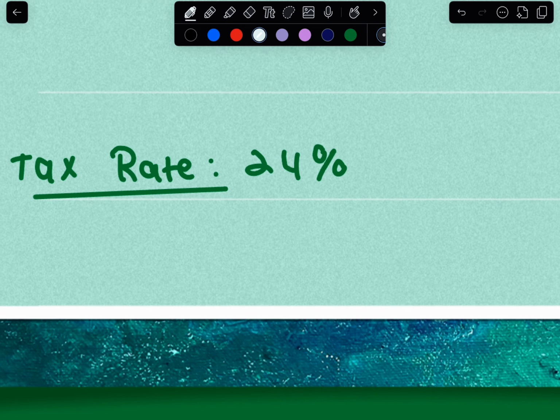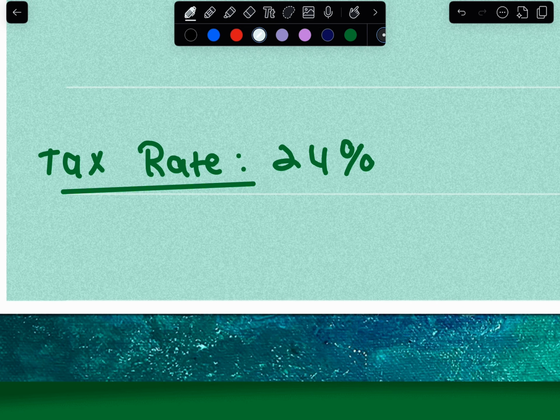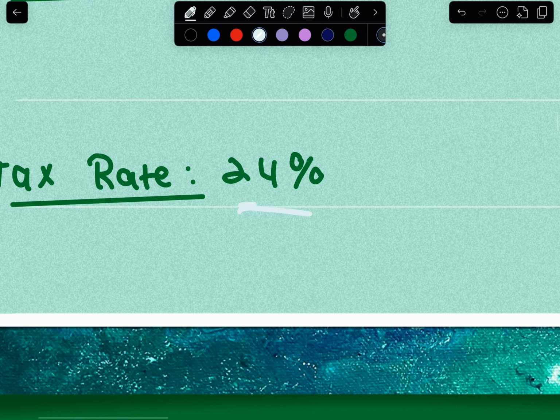Now moving on to, last but not least, tax rate. Tax rate is the percentage of a company's profits that must be paid in taxes to the government. It is important for assessing the company's financial health because higher tax rates would mean a company would have to pay more in taxes, leaving less cash available for operations, reinvestments, or shareholders' returns. For our example, we have a tax rate of 24%.